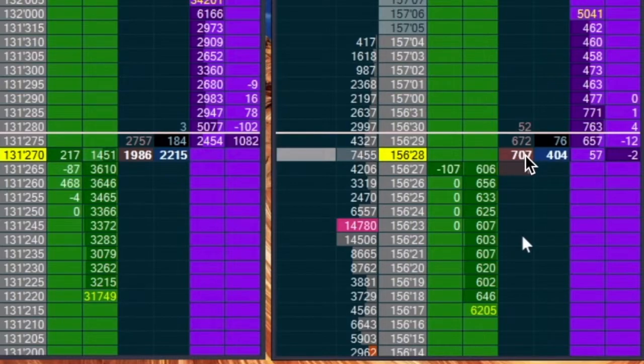700 contracts sold right here, like wiped this level out and ticked it down. Immediately you had buyers pop in. A lot of this is algo trading. That's why things can happen quickly. One thing triggers another thing, triggers another thing. But we got cleared out. See, we're no longer in a position.